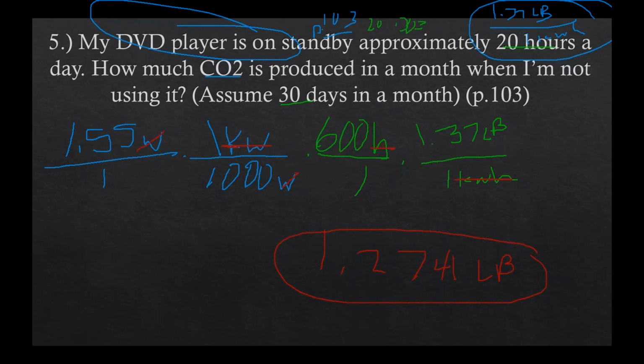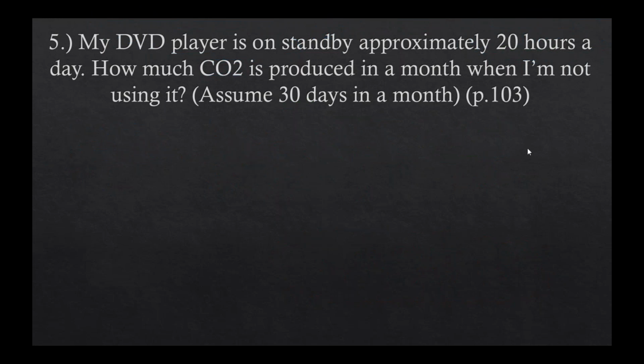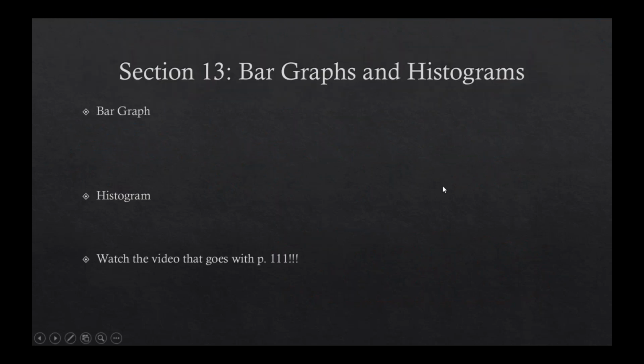So, okay, let's move on to section 13. Section 13 is bar graphs and histograms. I think you guys are going to like this section because I think it's a little bit more straightforward. There's not as much, for lack of a better word, thinking. The big thing that we need to talk about is the difference between a bar graph and a histogram, because while they are very similar, they are also very different.